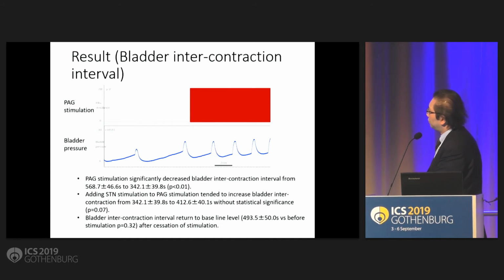I'm sorry, the figure is not shown. Adding STN stimulation to PAG stimulation, which means simultaneous stimulation of both STN and PAG, tended to increase the bladder intercontraction interval, but without statistical significance. The bladder intercontraction interval returned to baseline after cessation of stimulation. This figure is not shown.